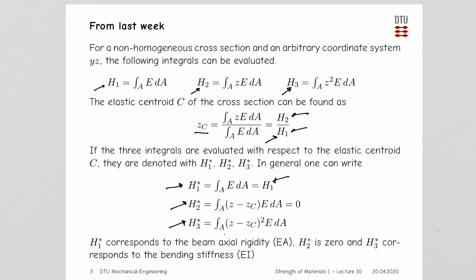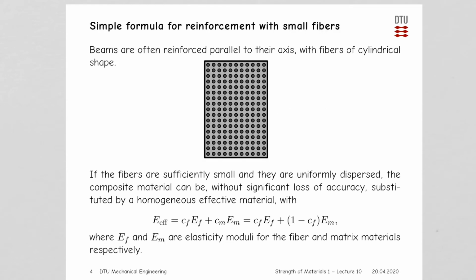which we can use as our bending stiffness for the composite cross-section. This is in short the main components of the composite beam theory that we covered last time. There was a second part to it: in certain cases we can use simpler formulas to compute the bending stiffness and the actual rigidity, and that is if we have something often seen in real life, reinforcement with very small fibers.